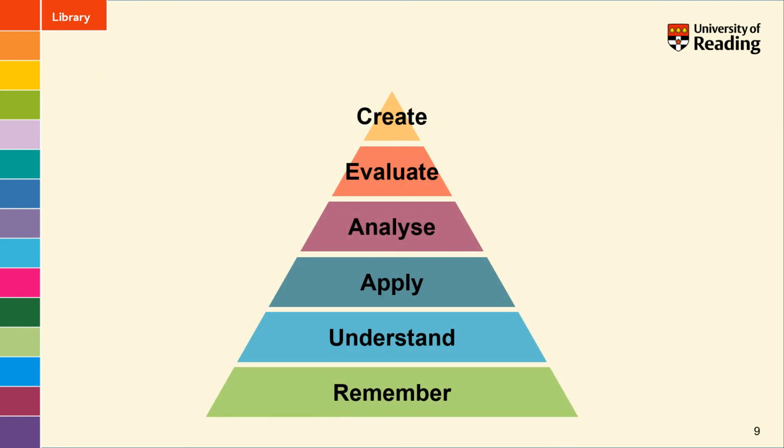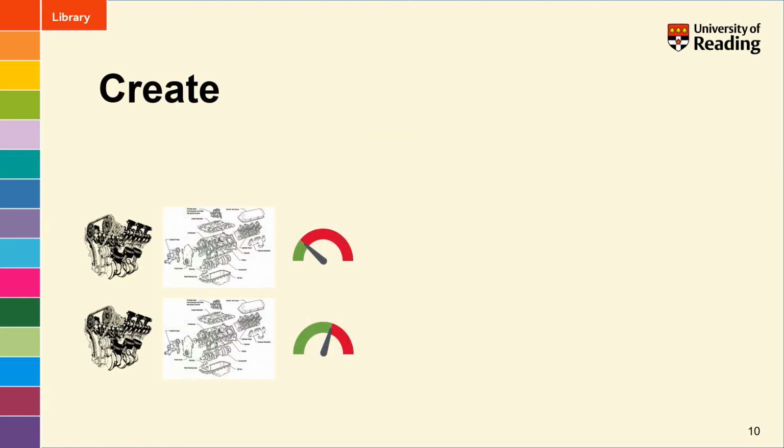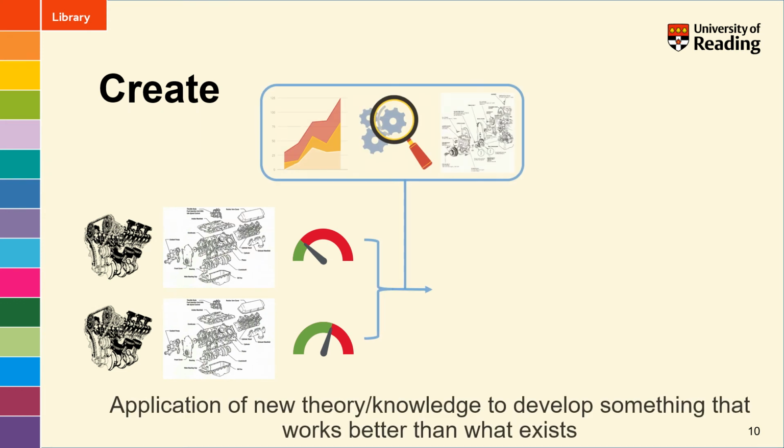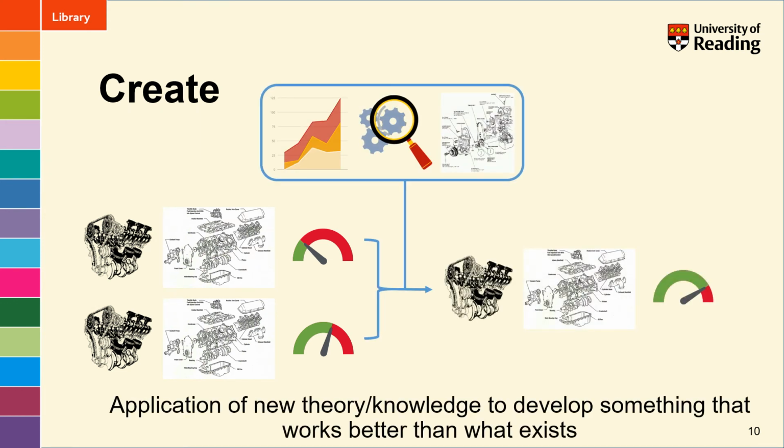The final level or stage of Bloom's taxonomy is create. And again, we should bear in mind how the taxonomy represents a series of stages as well as a hierarchy, insofar as you cannot create without evaluating. Create refers to the use of new knowledge or a new approach, say a theory or method, to develop something that works better than what exists. To return to car engines, this might involve using new knowledge to design a car engine that performs even better than any other existing car engine.